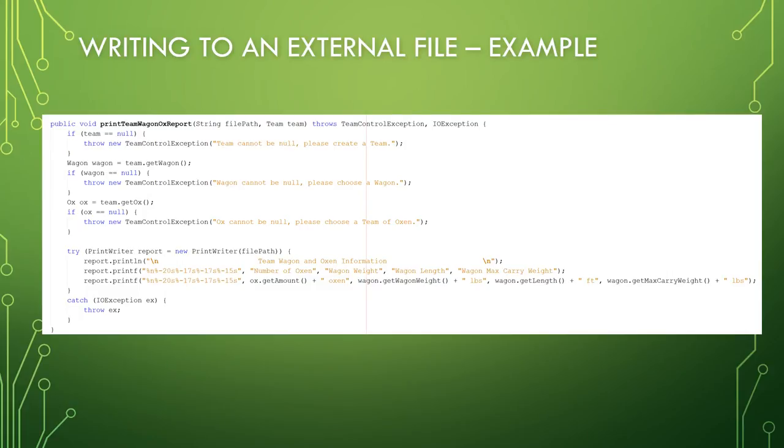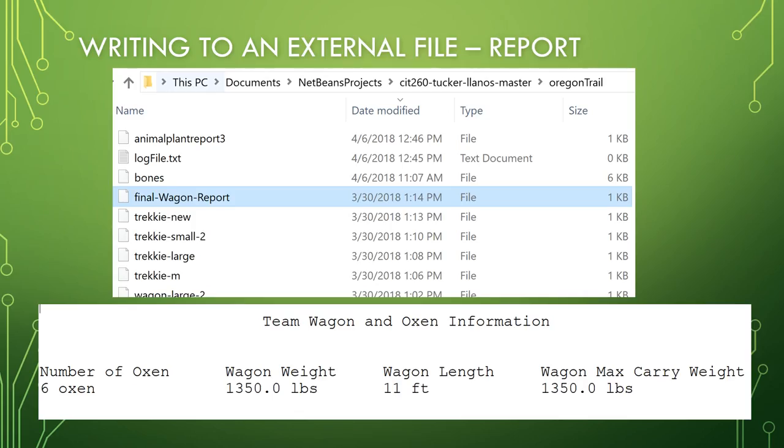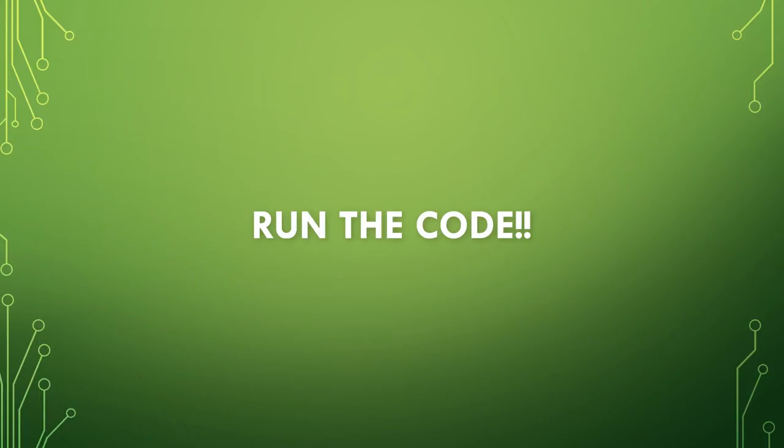You've got your report heading and the report columns, and you've got the column names, and then you actually have what methods are being called for the actual report data. And here's an example of my team, wagon, and oxen information report. And you can see that this is in my My Documents folder. Lots of reports there. Next is the fun part.